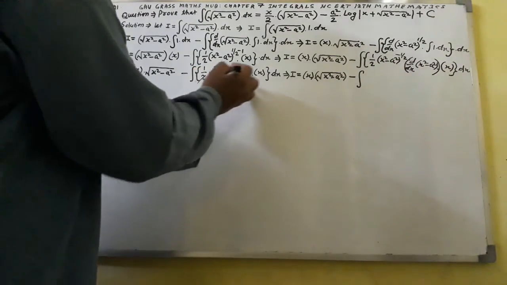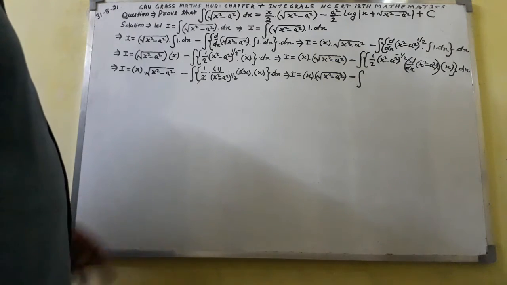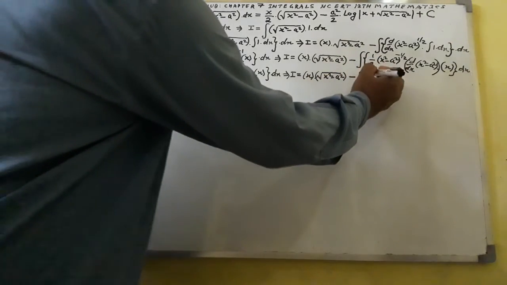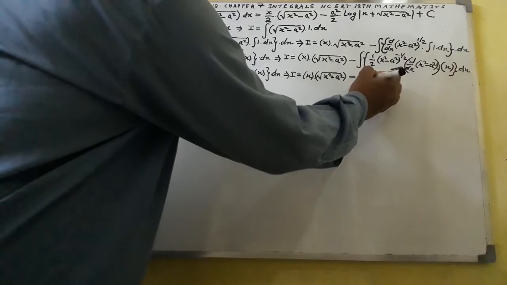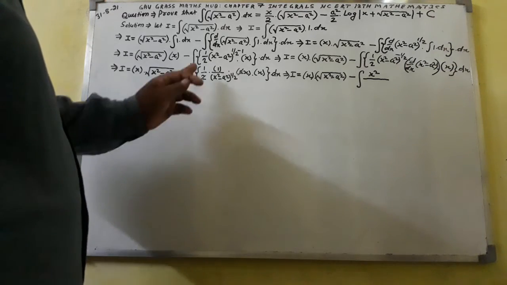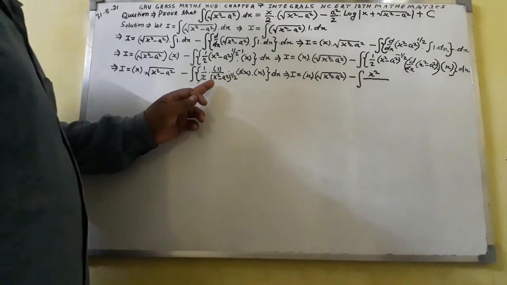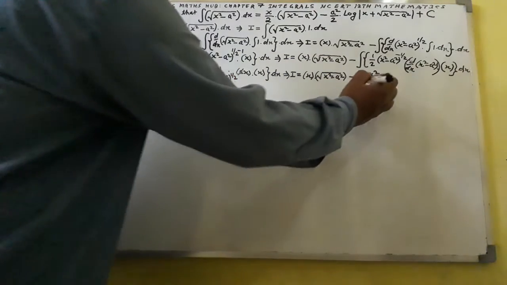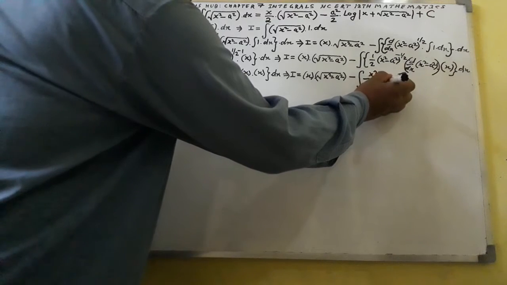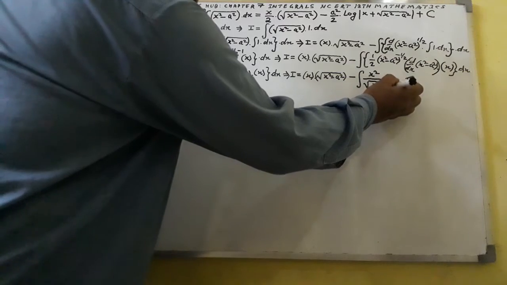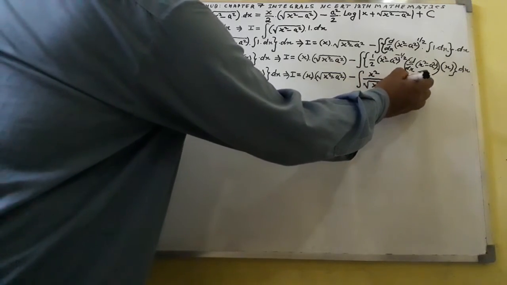Here 2 will be cancelled out and here x will multiply to x, you will get x square whole over x square minus a square raised to the power 1 over 2, which comes out to be under root x square minus a square dx.